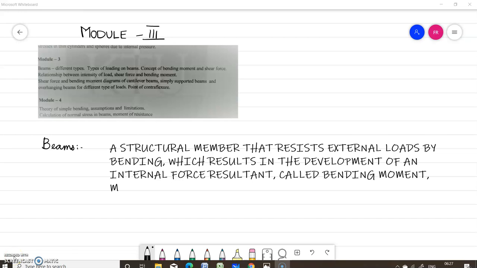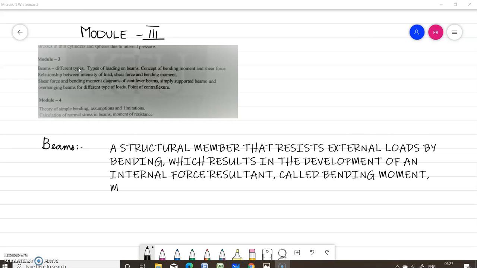Good morning, students. Now we will deal with the third module. This module consists of beams. See, this deals with beams. What are the different types of beams we have to discuss? What are the different types of loading on beams?